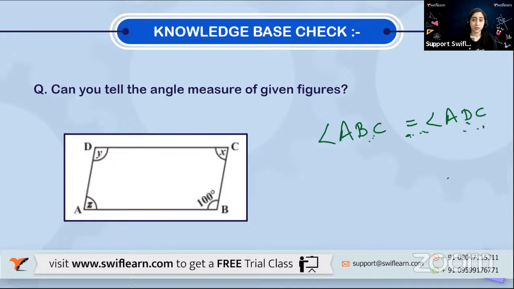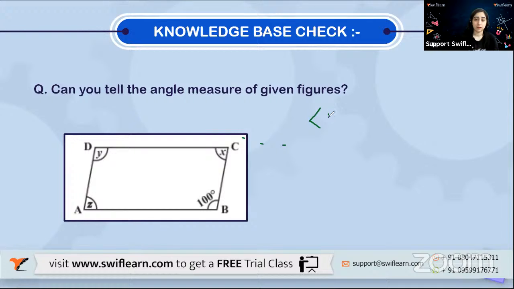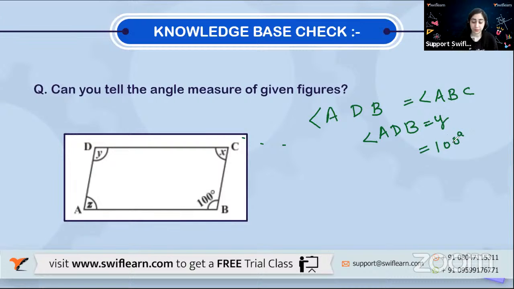Now, moving on to the angle X and angle C, they would be also equal because they are also opposite, right? So we say angle ADB is equal to angle ABC because they are opposite angles. So that's why we say angle ADB, which is equal to Y, which is equal to 100 degrees. Am I right with this? Okay. Moving on to know the value of X and value of Z.